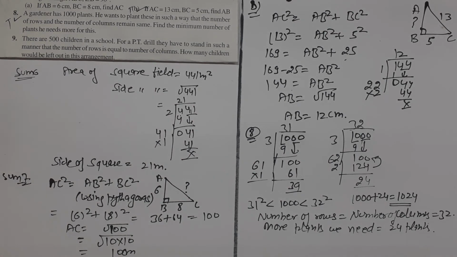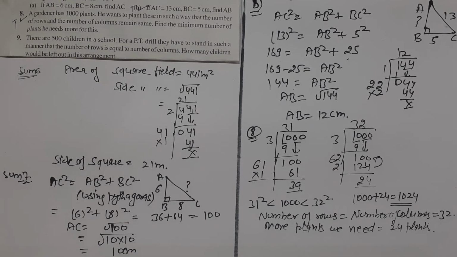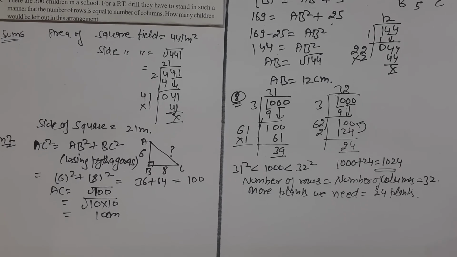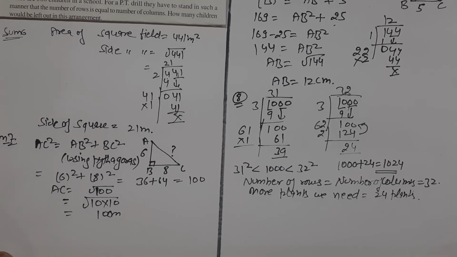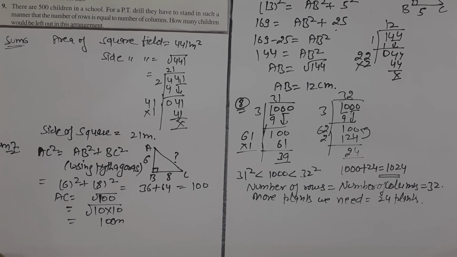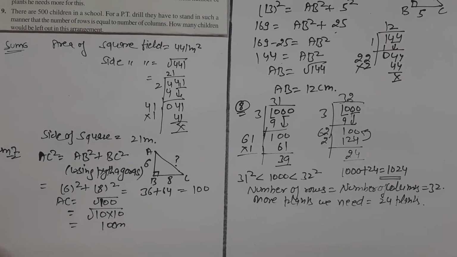There are 500 children in a school. For a PT drill, they have to stand in such a manner that the number of rows is equal to the number of columns. How many children would be left out in this arrangement? That's why we have to subtract the remainder. For it, first we will find square root of 500.